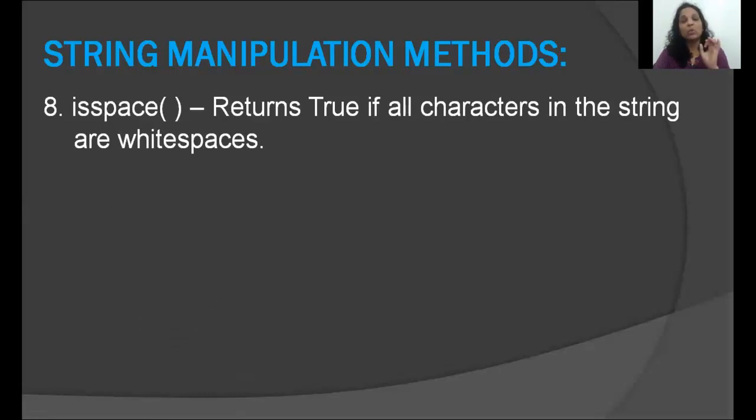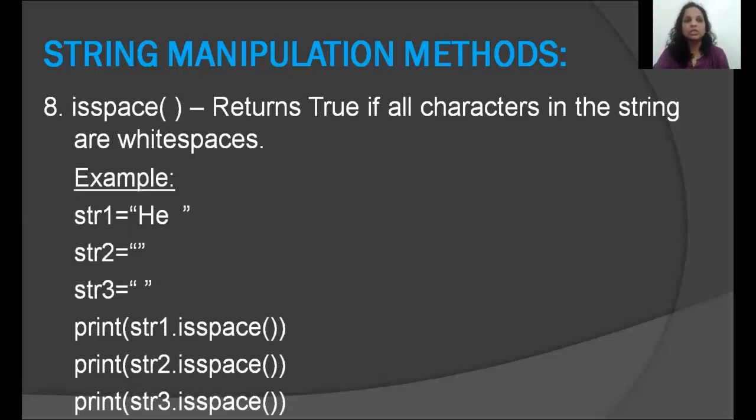isSpace is checking whether your string consists of white spaces only. White spaces are the spaces that you get because you pressed the space bar on your keyboard. Okay, so I'm showing you three examples here. I have HE with a white space. I have str2 which is an empty string, no space at all. And I have str3 which is not an empty string. It consists of a single white space. So str1 and str2 are going to return the value false, whereas str3 is going to return true.